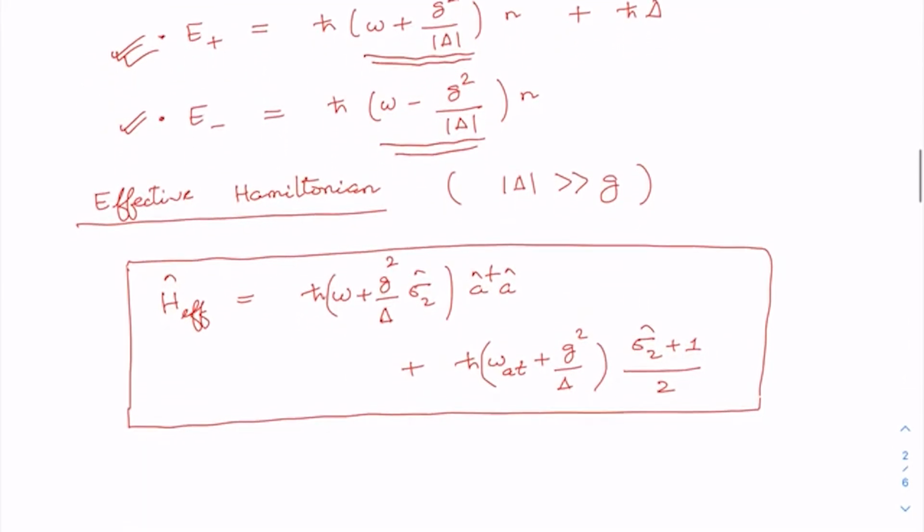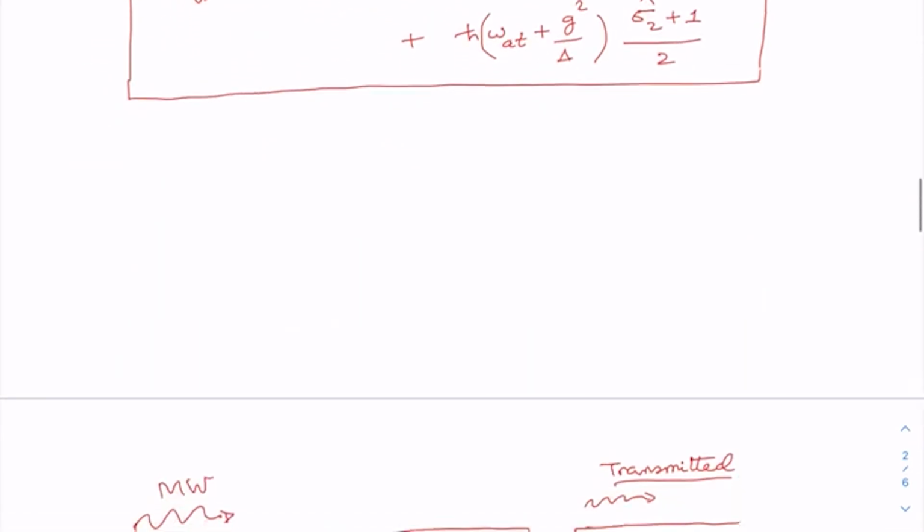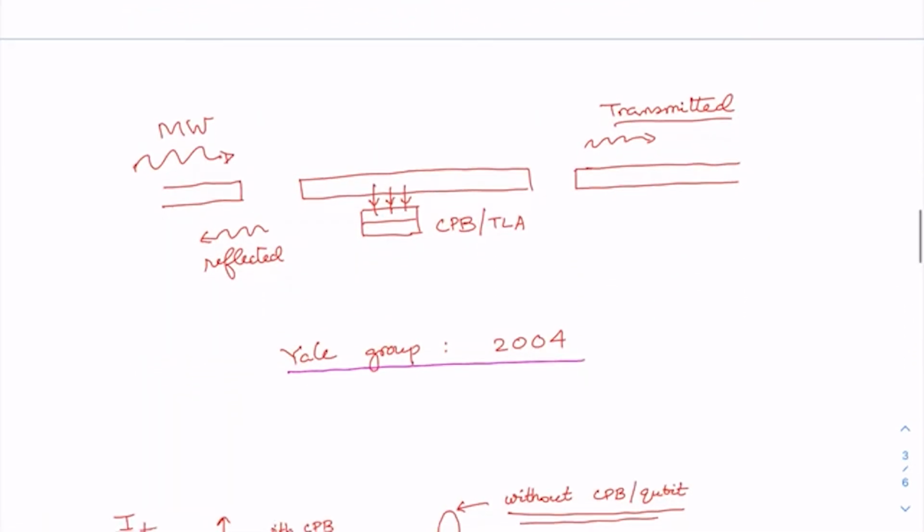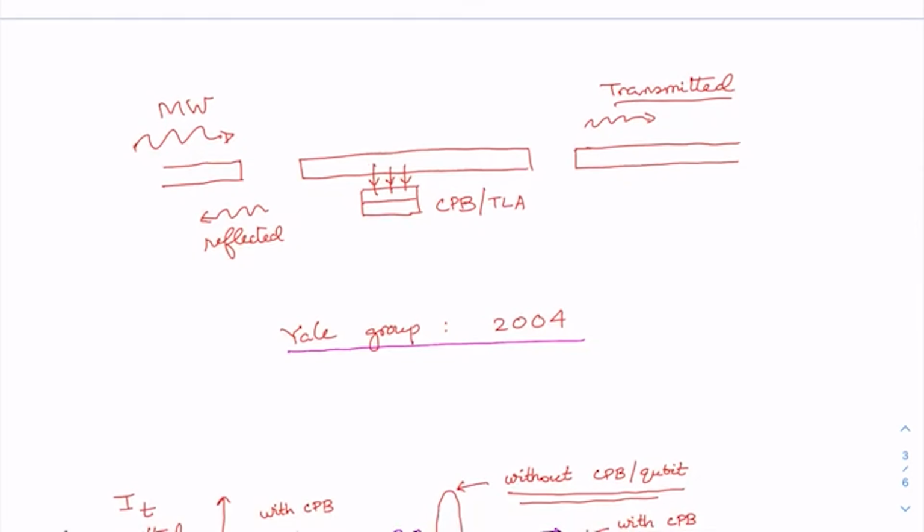The whole system in this dispersive case can be expressed by an effective Hamiltonian. And in fact, all these things that we have discussed were experimentally observed by a Yale group in the year 2004, and that experiment is considered to be a landmark experiment, and we discussed that.